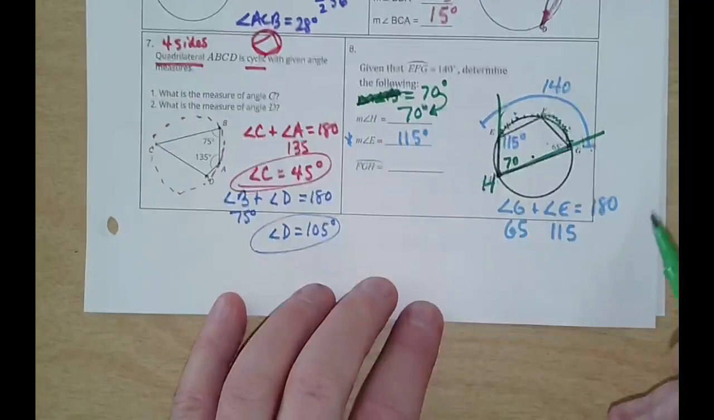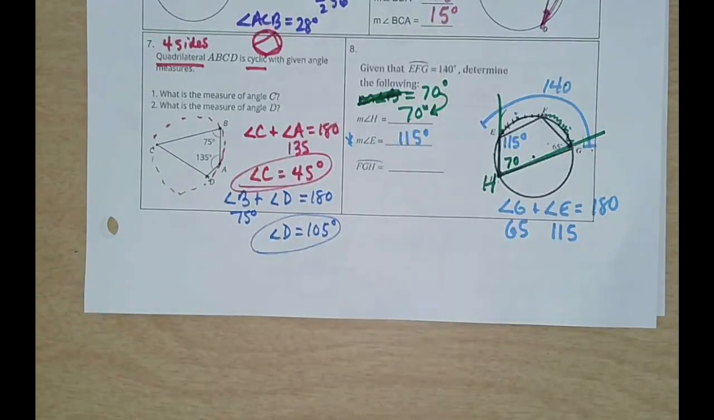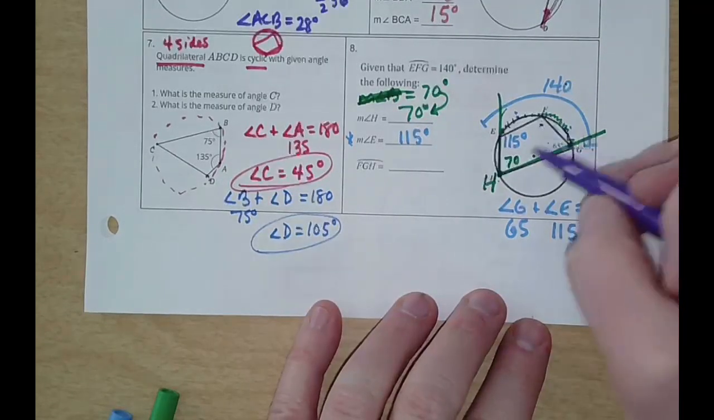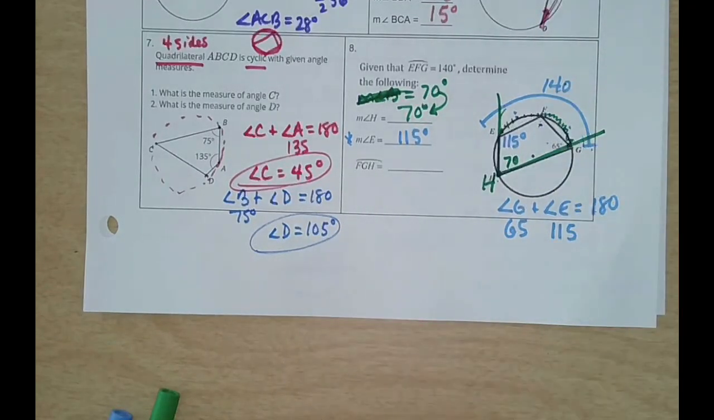That goes here. That's what happens when I don't wear my glasses. That's 70 degrees. Now it makes a little more sense. But that can help me find this angle, 70. That has to be 110. They're not asking me that, though.